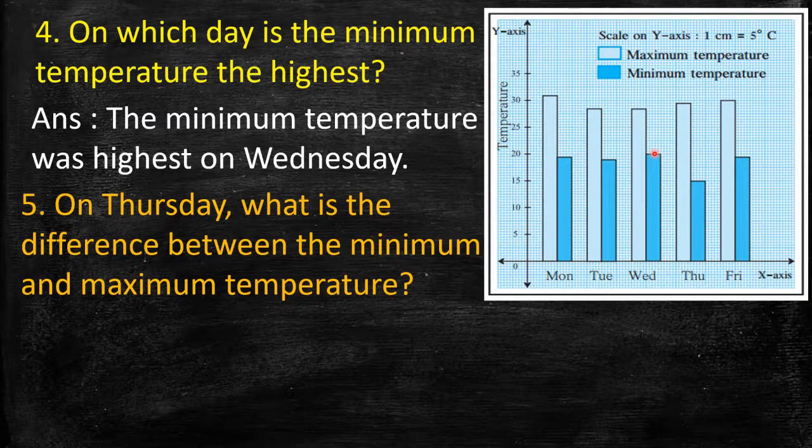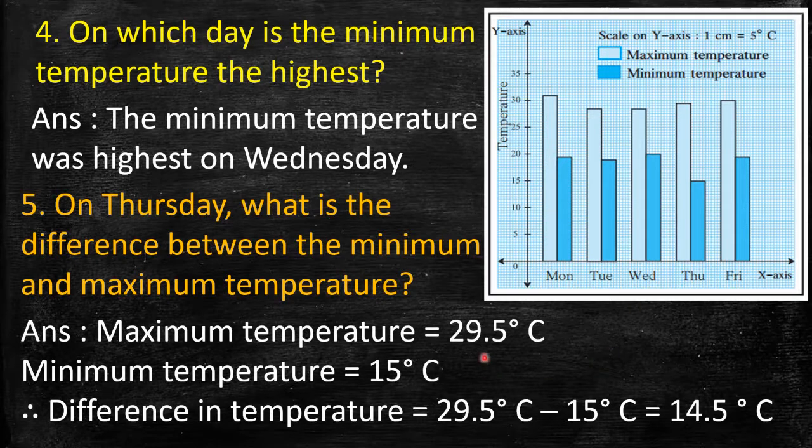Question number 5. On Thursday, what is the difference between the minimum and maximum temperature? So here we have to find the difference. Difference means we have to subtract. So here you can see maximum temperature is 29.5 degrees Celsius, and minimum temperature is 15 degrees Celsius, and the difference is 29.5 degrees Celsius minus 15 degrees Celsius, that is equal to, when you subtract, 14.5 degrees Celsius.